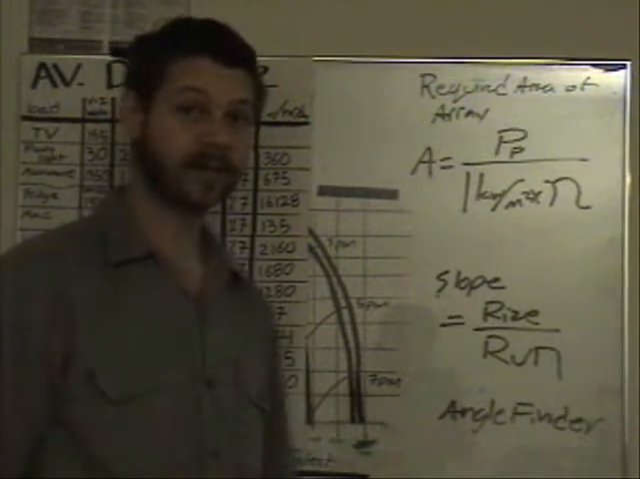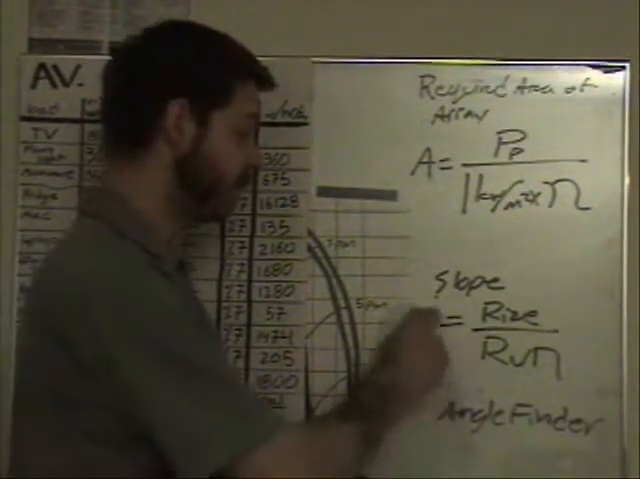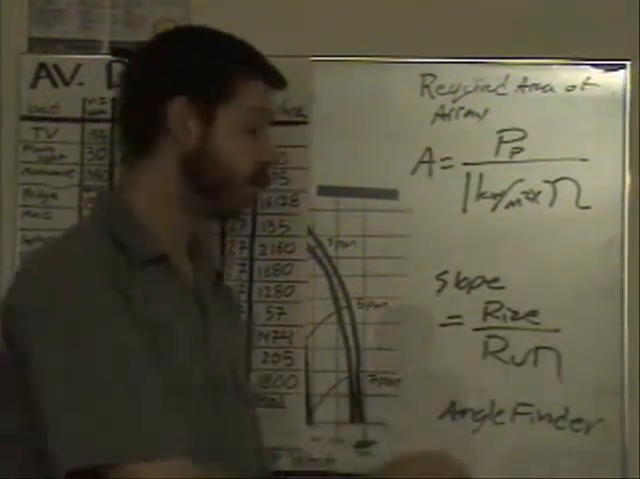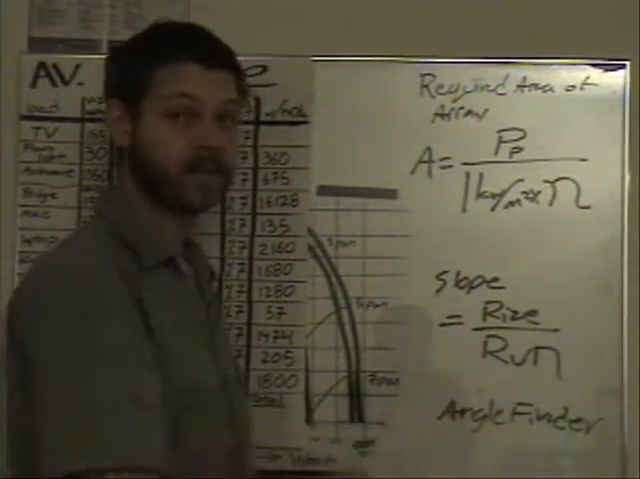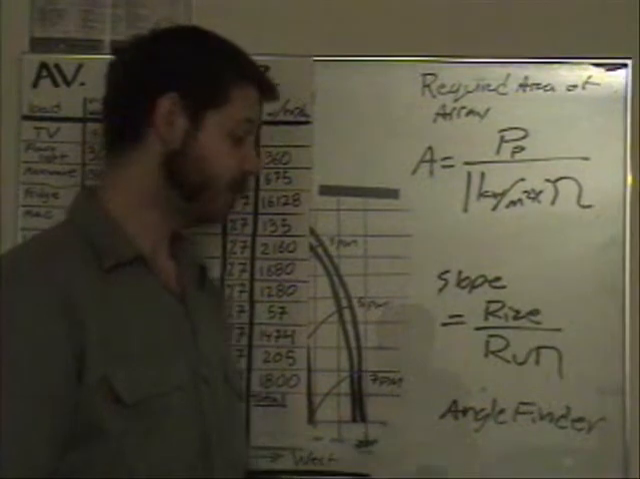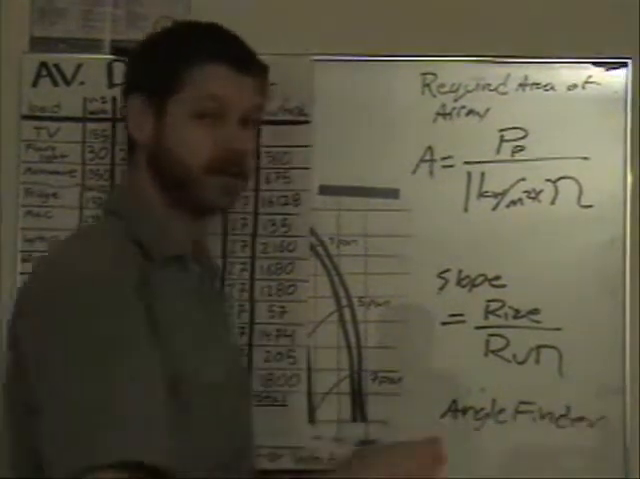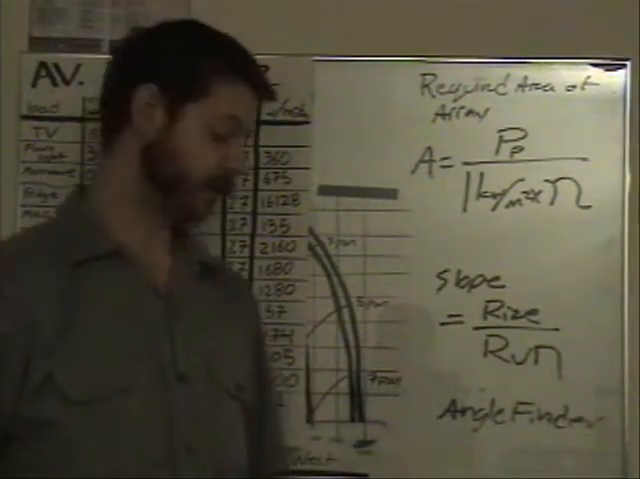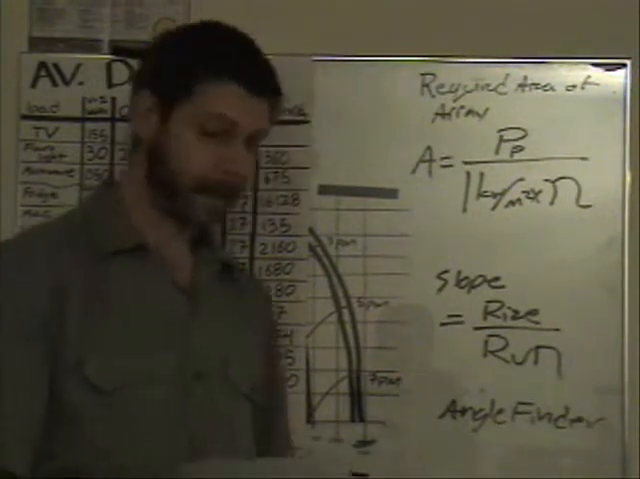Okay, another formula that you're going to have to know is the formula for slope. Slope is rise over run. Use this for determining the angle of a roof. In all practicality, just use an angle finder. It's the way things are done. Okay.